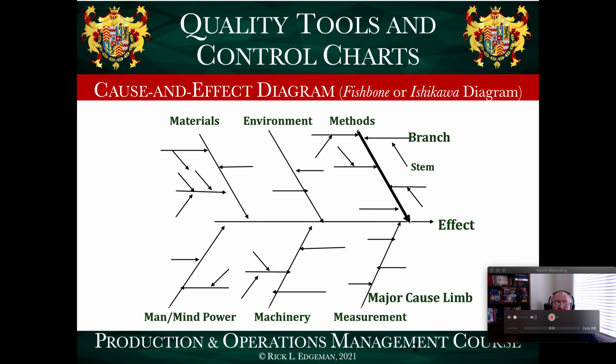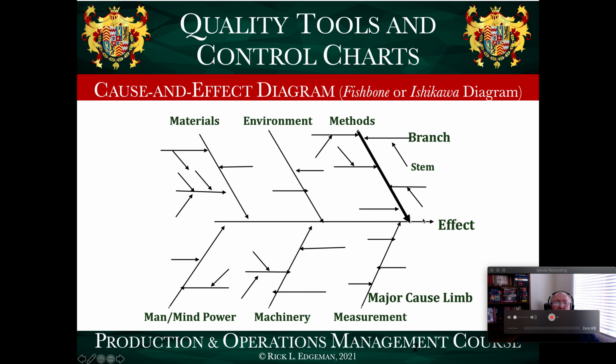Everything else that you see on the chart are, keyword, potential. They are potential causes of the effect. Of those potential causes, some are probably very real, some are probably trivial, and some may not even exist, but they just are things that you want to consider.